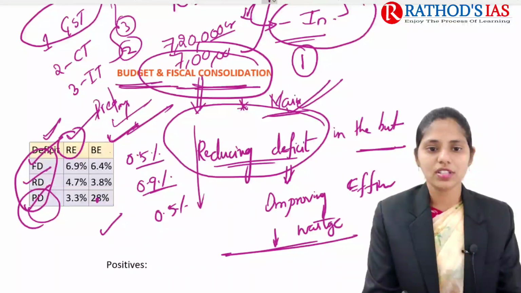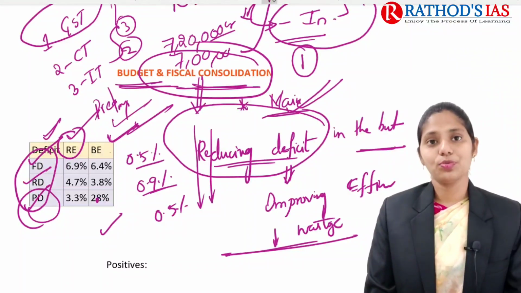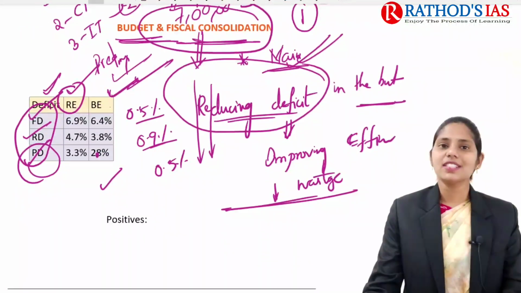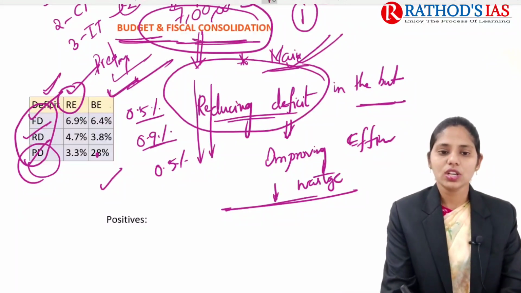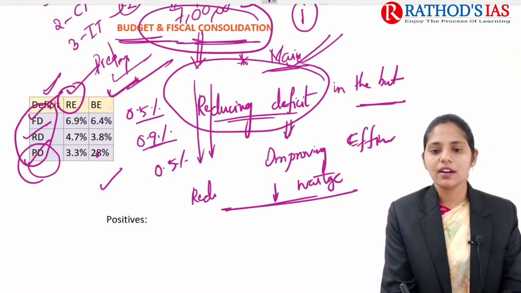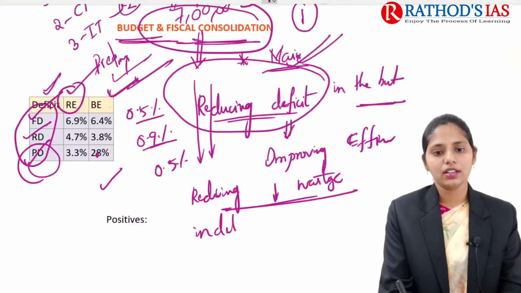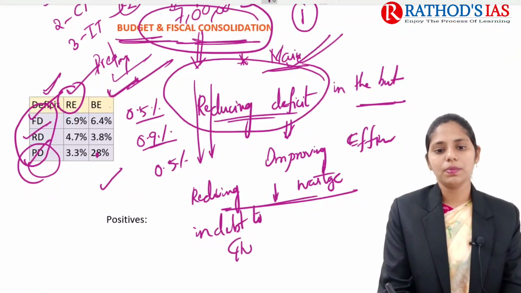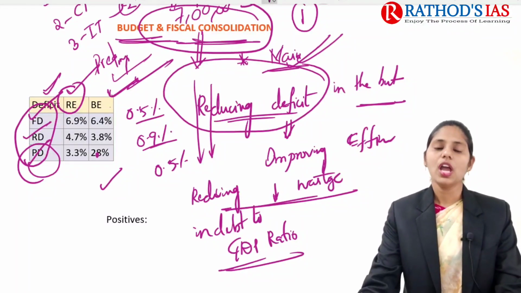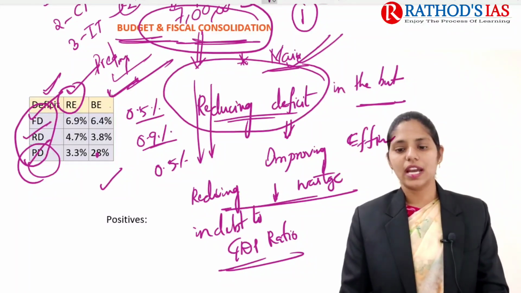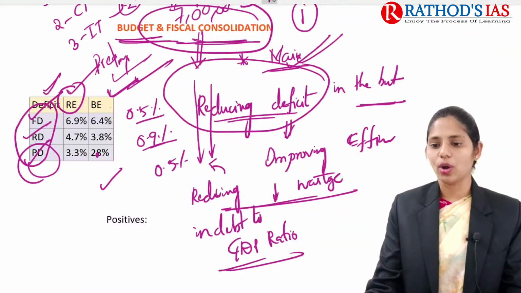So in all these deficits we can see there is a decrease. Whenever there is a decrease, what are the positives? What is the sign? Whenever these deficits are decreasing, it will be helpful especially in reducing the debt to GDP ratio. And this is one of the very important signs of macroeconomic stability.